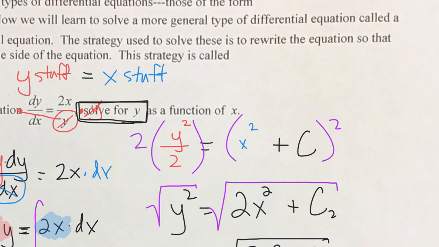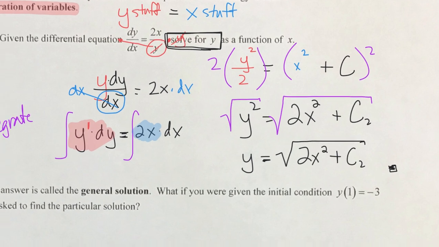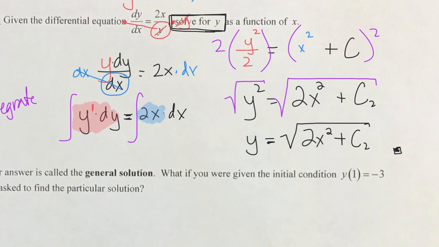Very good algebraic job. So now, this is called the general solution, right? We're going to find the particular solution if we know where our function starts, or if we have a point. We have this point: when x is 1, y is negative 3. What if you were given this initial condition? These are the words you're looking for: initial condition that y of 1 equals negative 3.